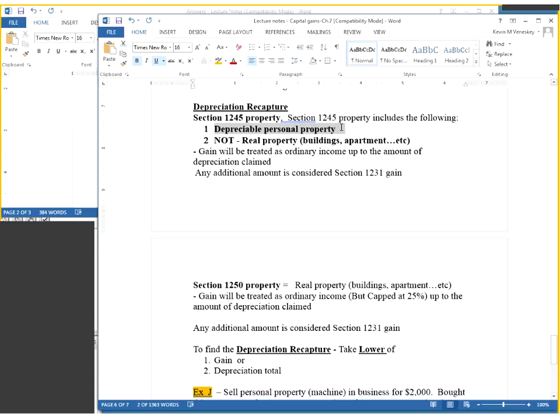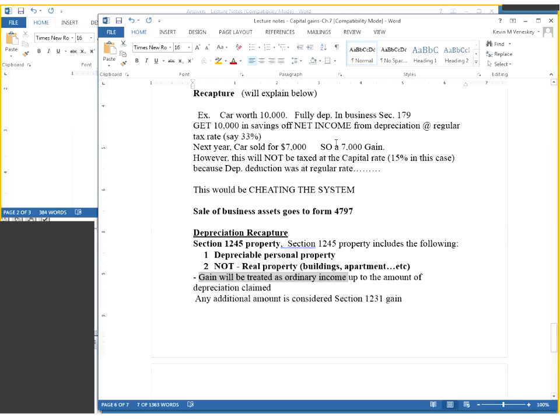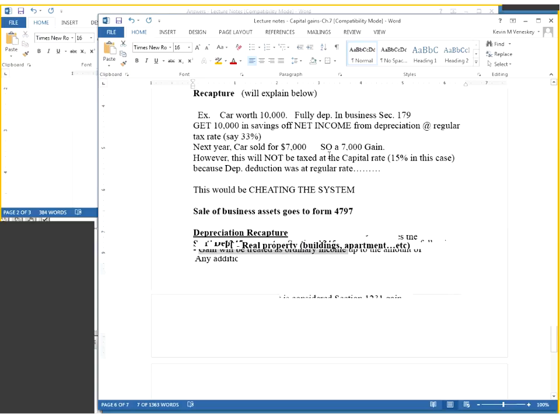If you are depreciating something, and this is only for regular equipment type items, it's called Section 1245. The gain is treated as ordinary income up to your original basis, or another way of saying how much depreciation you claimed. So in my little example here, this gain of $7,000 gets me back up to my $10,000 original basis. So all of this gain is taxed at my normal rate of 33%.